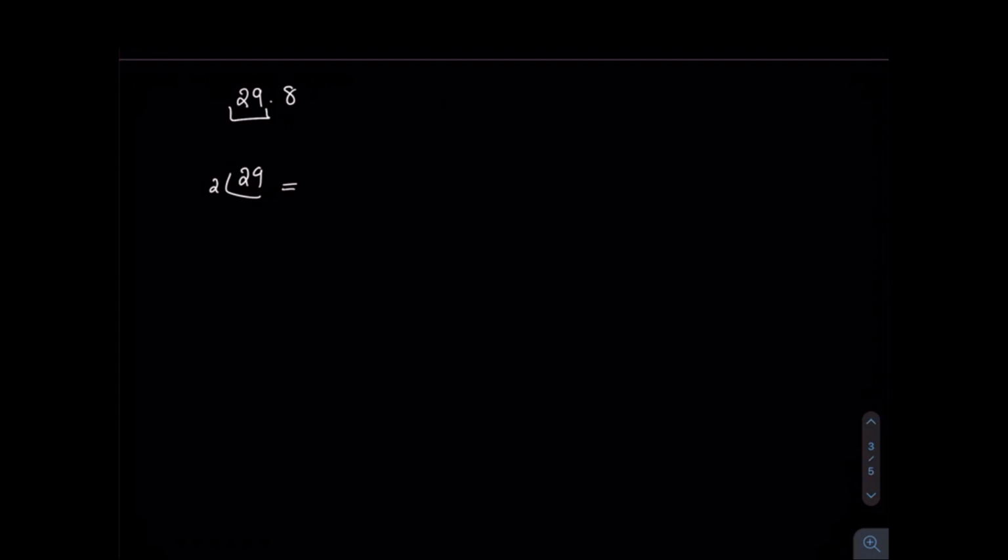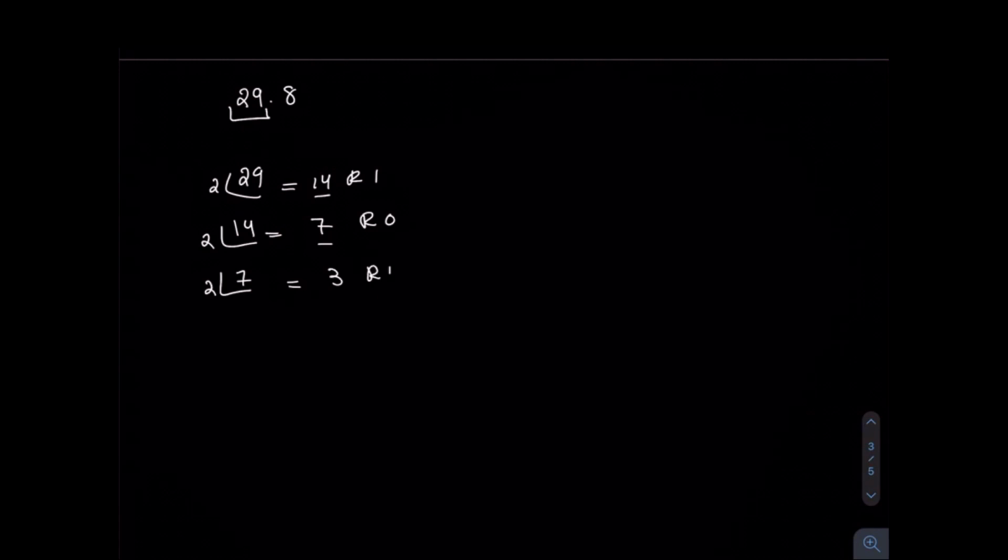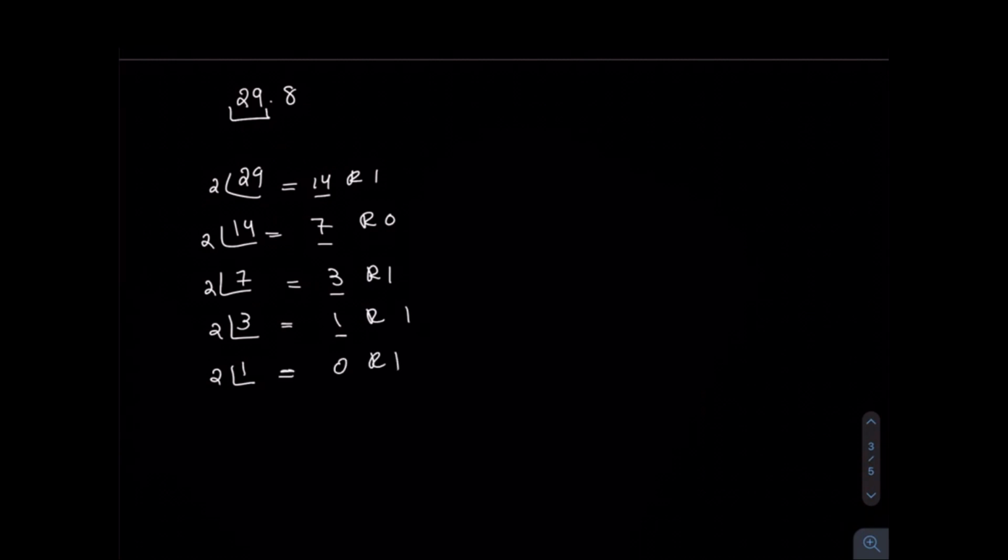Let's have another example where you can continue with the fraction part. 29.8. First of all, convert the left side. 29 divided by 2 will equal 14 with the remainder of 1. Then 14 divided by 2 will equal 7 with the remainder of 0. Then 7 divided by 2 will equal 3 with the remainder of 1. Then 3 divided by 2 will equal 1 with the remainder of 1. And number 1 divided by 2 will equal 0 with the remainder of 1.